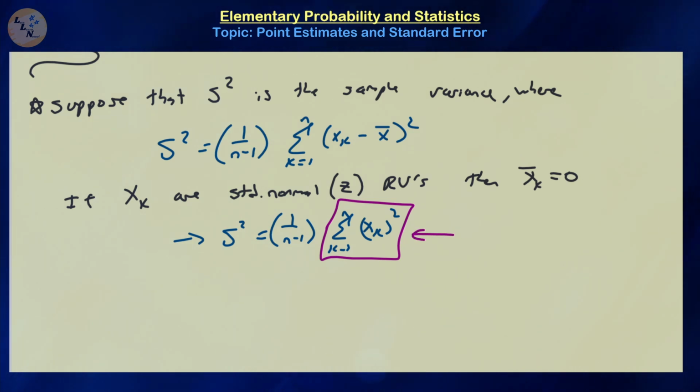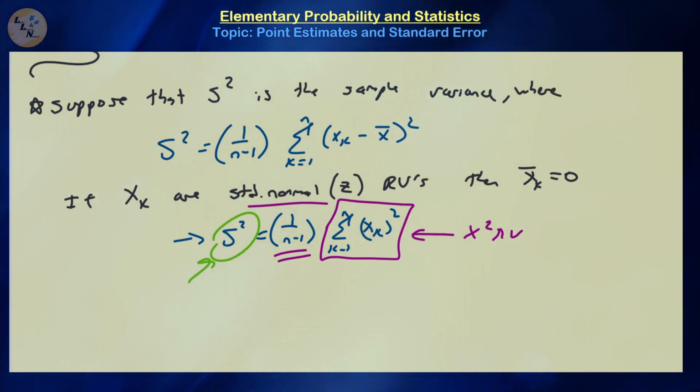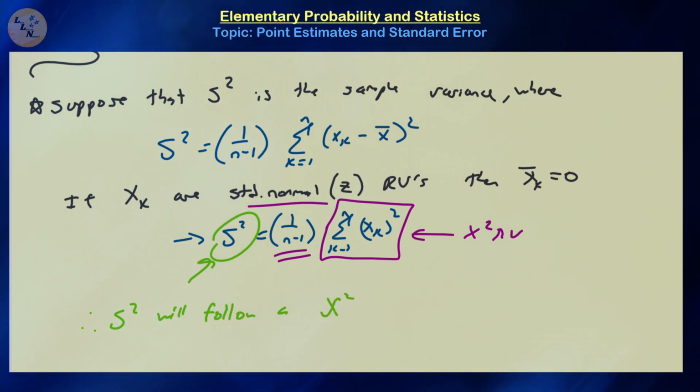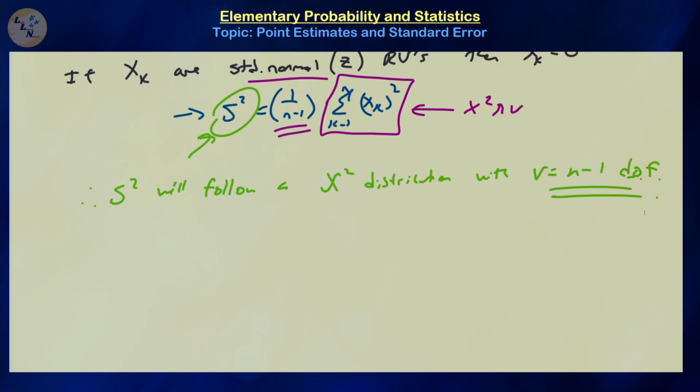Remember that this is a chi-square random variable, as long as the x k's are standard normal, which we're assuming they are. Therefore, if we divide that by some constant, this will also be at least a stretched version of a chi-square random variable. So that means s squared will follow a chi-squared distribution with nu equals n minus 1 degrees of freedom. Right? So this is just some of the things that we explored before when we talked about, for example, the t, chi-squared and F distributions some time ago.